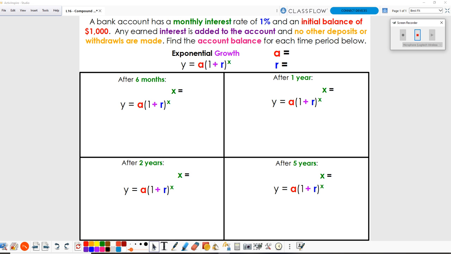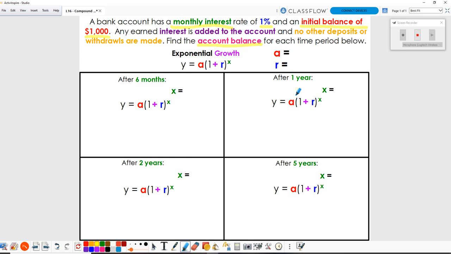Today we're going to look at a compounding interest situation and look at how important it is to pay attention to the time interval that you have in your situation. So here's our problem. We're told that we're looking at a bank account with a monthly interest rate of 1%. And the initial balance in this account was $1,000, so the account started with $1,000. We're told that any interest we earn is going to be added to the account and no other deposits or withdrawals are made. So what we want to do is find the account balance for each time period listed below.